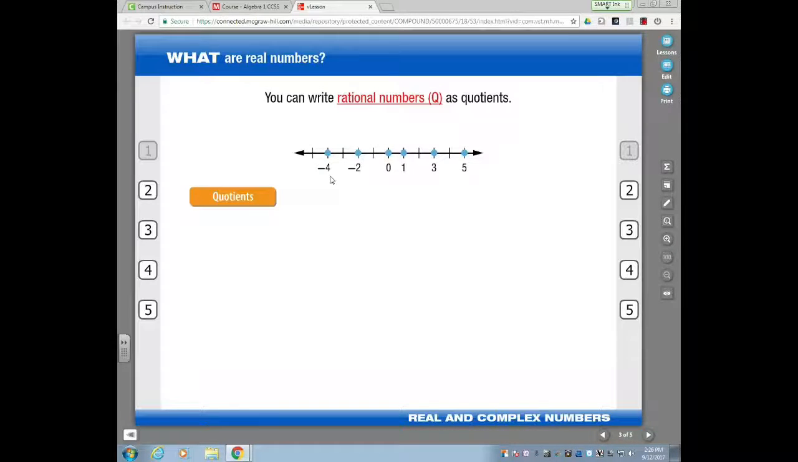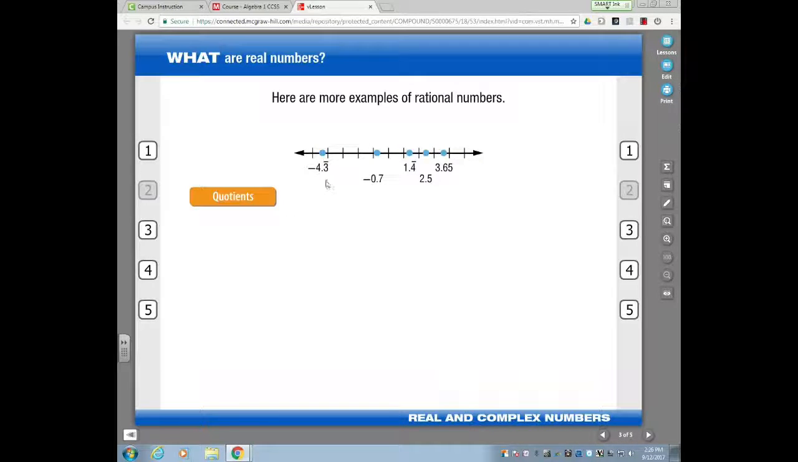So here we have negative 4, negative 2, 0, 1, 3, and 5, which are integers, whole numbers, and natural numbers, but they are also rational numbers because I can write them as fractions. Negative 4 over 1, negative 2 over 1, 0 over 1, 1 over 1, 3 over 1, and 5 over 1. I can make any whole number or any integer or any natural number a fraction just by adding a 1 underneath it.